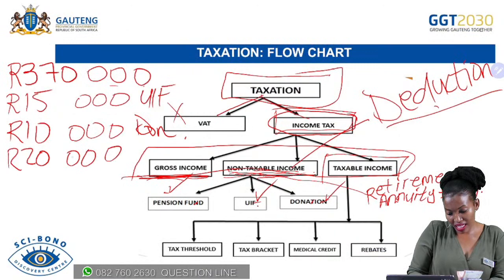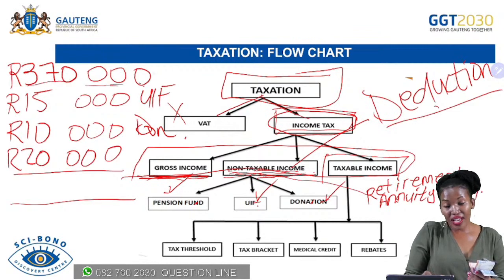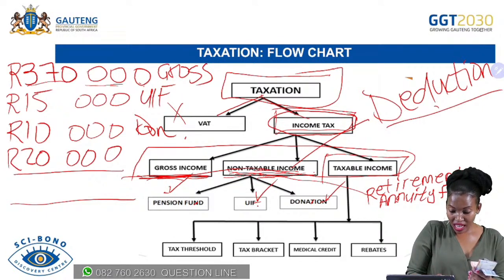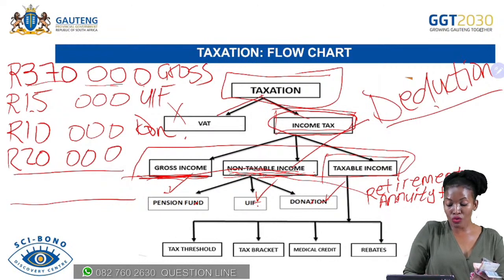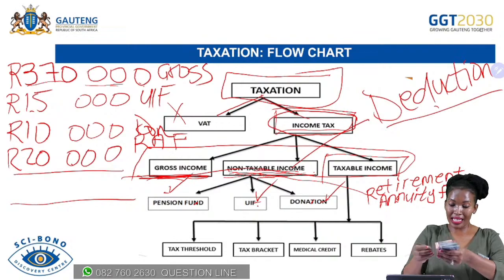So in this case, it will be 20,000. So remember what's happening here? The 370 was my gross. And then from that gross, I contributed 15 for UIF. I contributed 10,000 towards donations. And then I'm contributing 20,000 towards a retirement annuity fund, which is RAF. Now, what is the balance? How much am I left with?